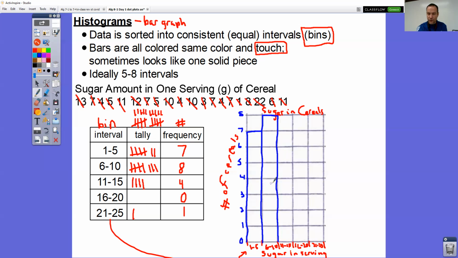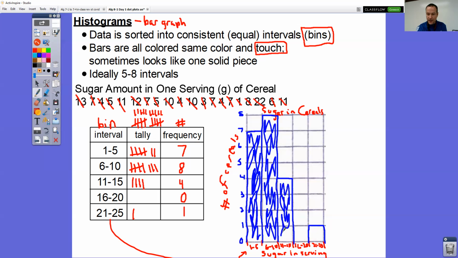11 to 15, there's 4 of them. 16 to 20, there's none. So I'm just going to leave that gap right there. And then 21 to 25, there is only 1 of them. So you really should color in your bars. Later on in the chapter, we're going to be doing double bar graphs and things like that. But for right now, you can just color them in like this.